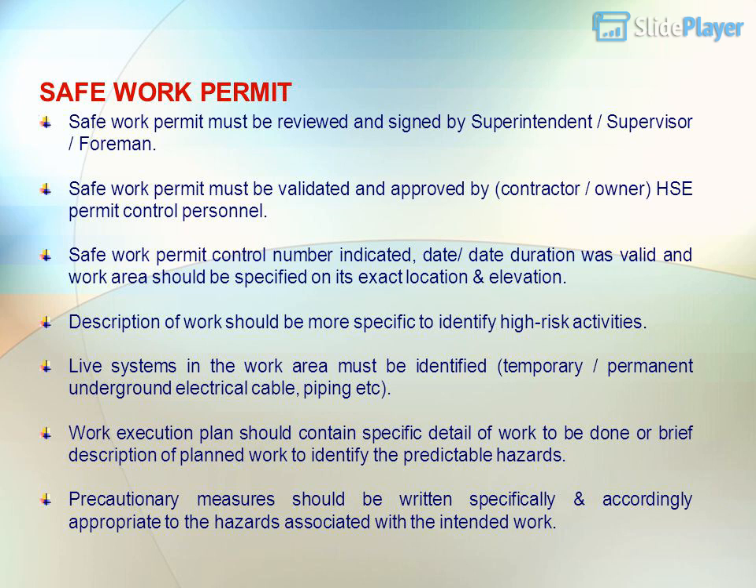Safe work permit. Safe work permit must be reviewed and signed by superintendent, supervisor, foreman. Safe work permit must be validated and approved by contractor, owner, HSE permit control personnel. Safe work permit control number indicated, date and duration of validity, and work area should be specified on its exact location and elevation. Description of work should be more specific to identify high-risk activities. Live systems in the work area must be identified, temporary, permanent underground electrical cable, piping, etc.